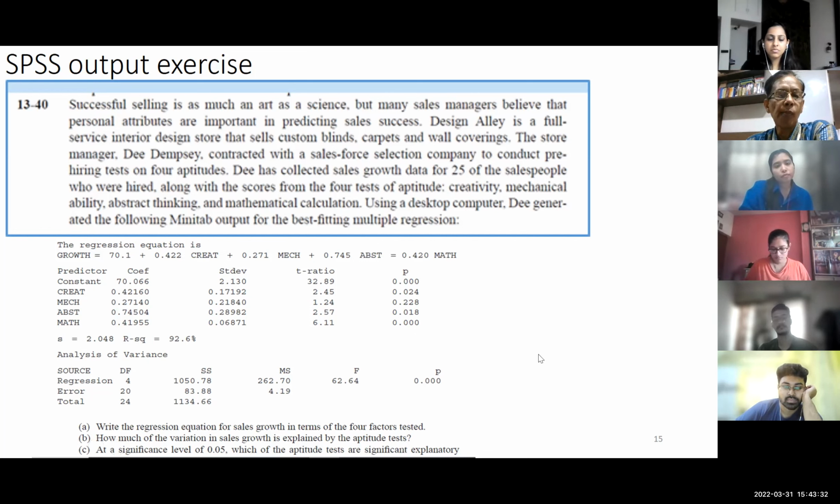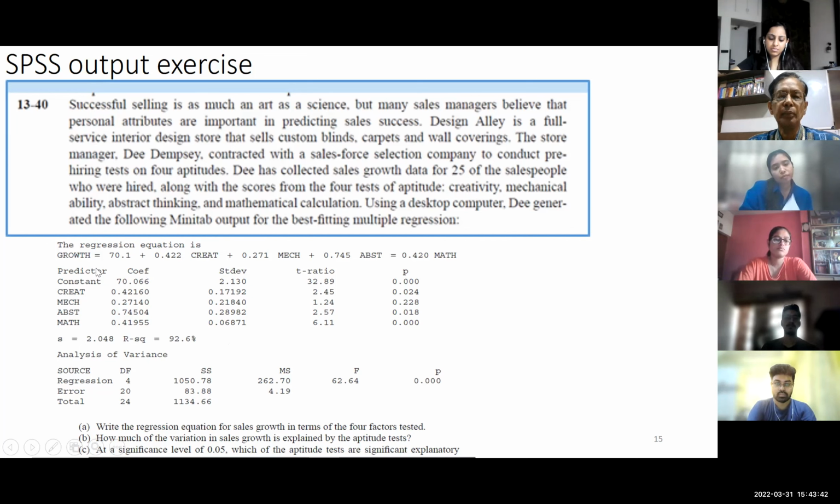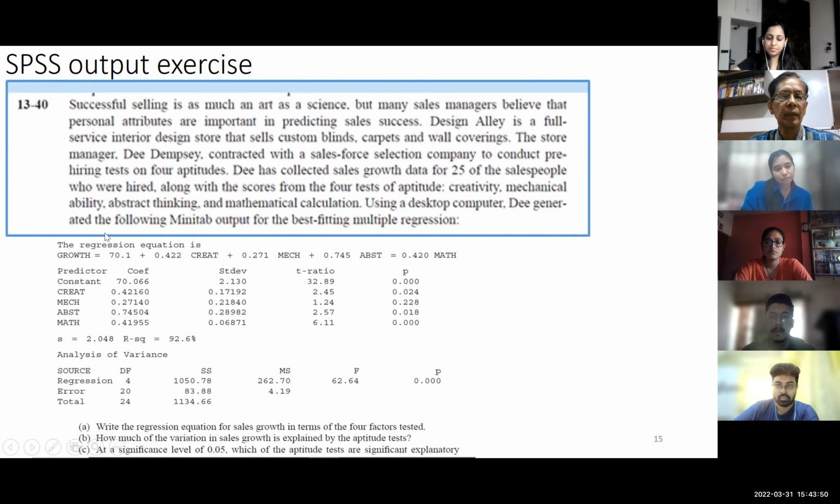सर पहला तो 3 पार्ट्स है. पहला रिग्रेशन इक्वेशन लिखना है, फिर उसमें बताना है कि कितना वेरिएशन है सेल्स ग्रोथ में. Right. रिग्रेशन इक्वेशन इज इक्वल टू y इज इक्वल टू 70.006 प्लस 0. वेरी गुड, डन, थैंक यू.